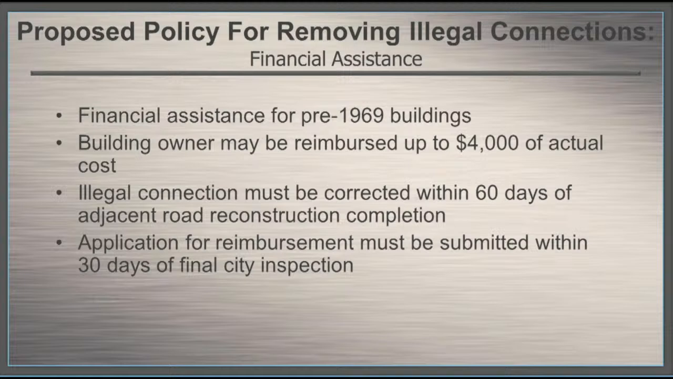So we propose financial assistance for these homes. The building owners would be reimbursed up to $4,000. That comes from a little work Luke Andreessen did, some cost estimates, and that would cover that for the vast majority of homes. And then again, there's that 60 days to have that done after construction is completed, and then they'd have to submit an application to be reimbursed for that.